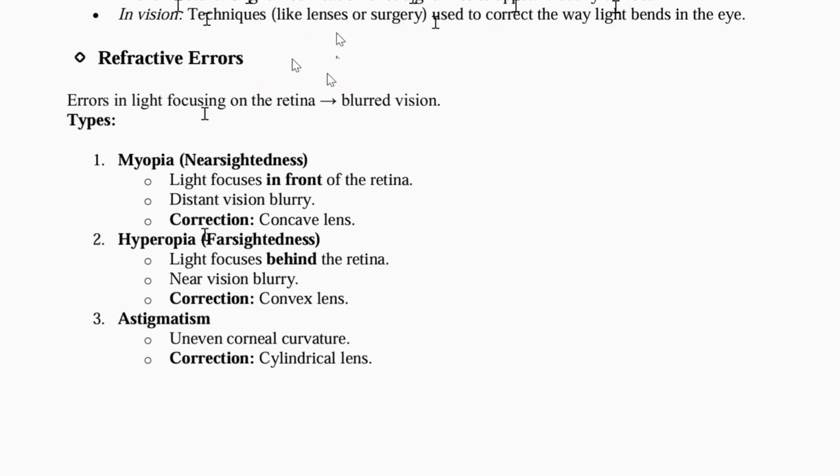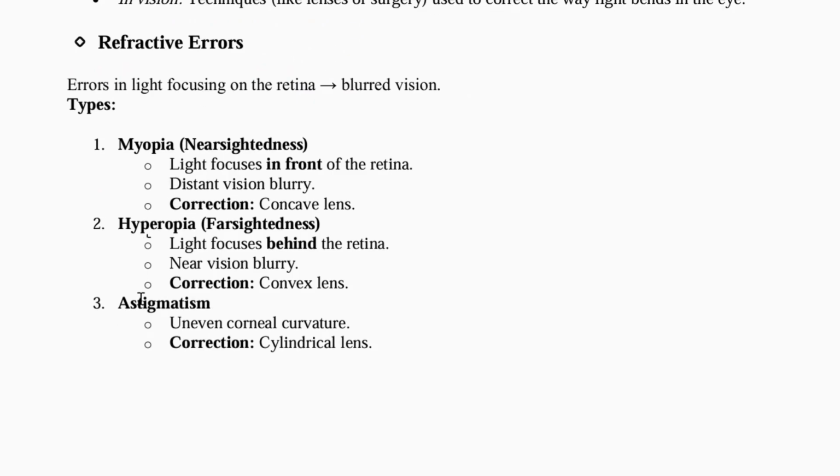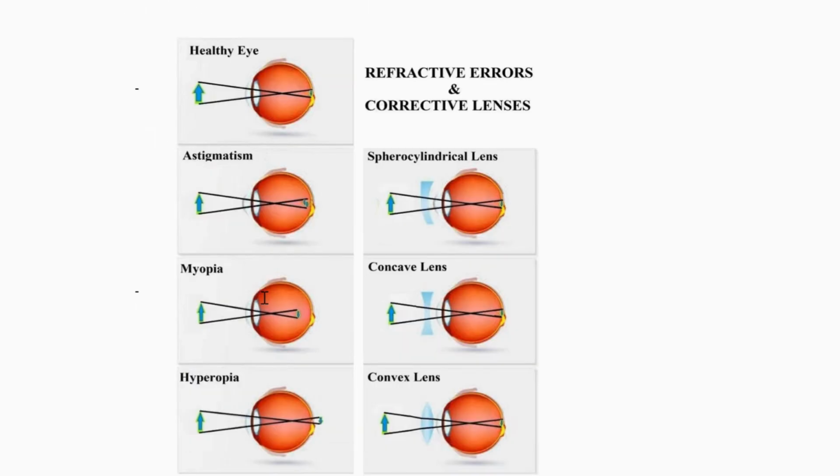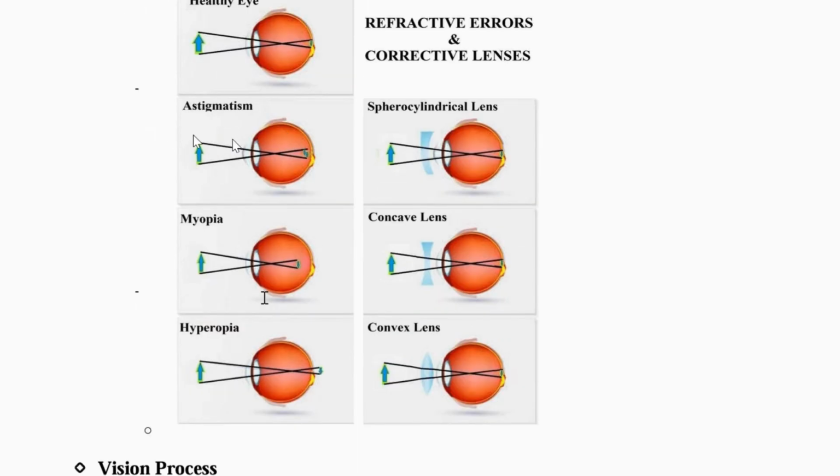What are the types? We have myopia, hyperopia, and astigmatism. Here you can observe, for this we are using cylindrical lens. For myopia, we are using concave lens, and for hyperopia, we are using convex lens.